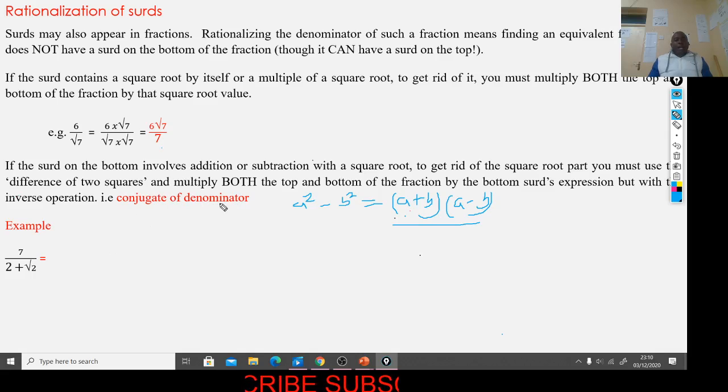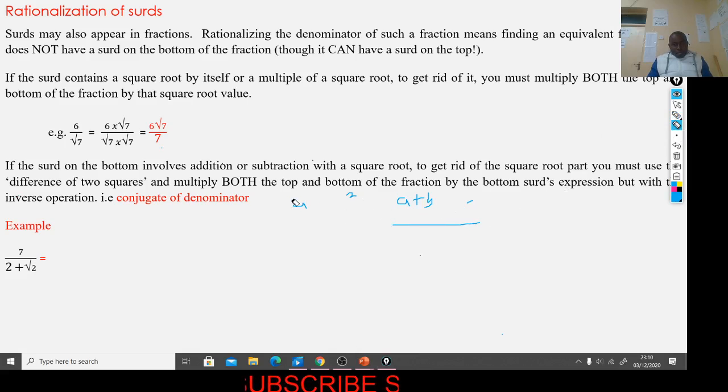What do we mean by conjugating the denominator? We have said with the inverse operation, meaning that if it is 2 plus root 2, the conjugate is 2 minus root 2. That is the opposite. If it was 2 minus root 2, then the conjugate of the denominator is 2 plus root 2. So that is what we mean by conjugating the denominator.